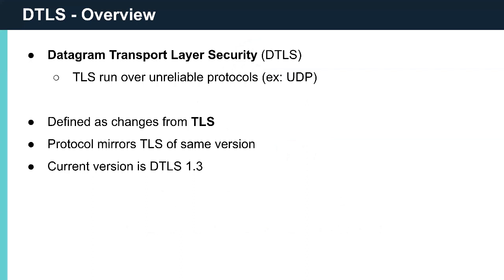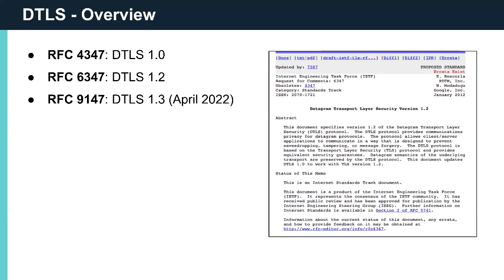The current DTLS version is DTLS 1.3, which just recently came out. I think wolfSSL is the only implementation available for DTLS 1.3. Again, they're defined in RFCs. Here you can see the RFCs that match various DTLS versions. The most recent, DTLS 1.3, is RFC 9147, although the snippet here on the right side is version 1.2.